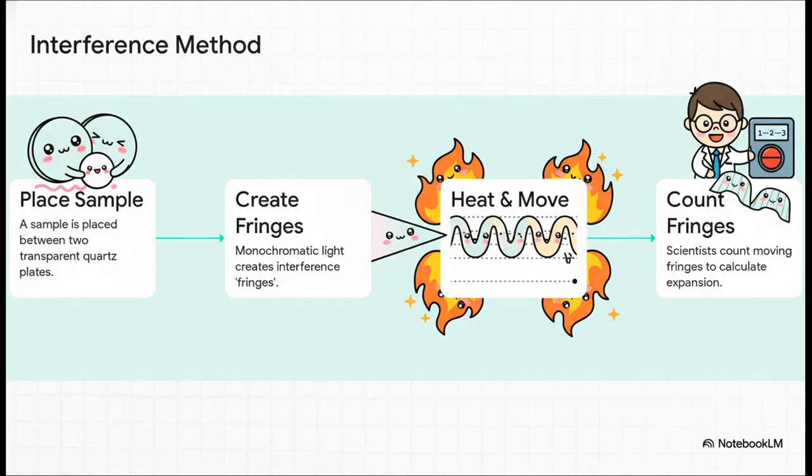Now here's the brilliant part. You take a tiny sample and you put it between two ultra-flat quartz plates. You shine a single color light through them, and what you see are these light and dark bands. They call them interference fringes. So as the sample heats up and expands, it pushes those plates apart, which makes the fringes drift across your view. All the scientists had to do was count how many fringes moved past a little reference mark, and from that they could calculate the expansion with mind-boggling accuracy.